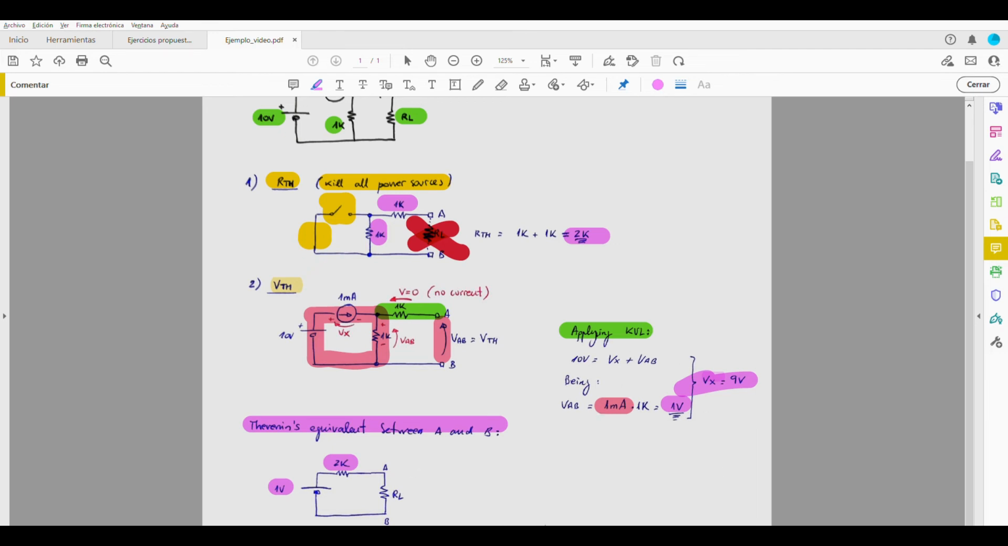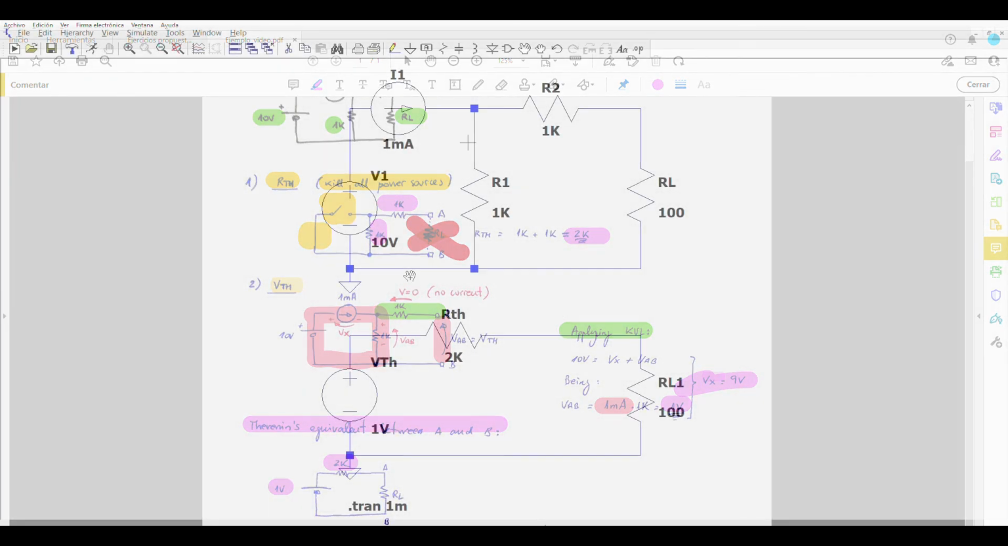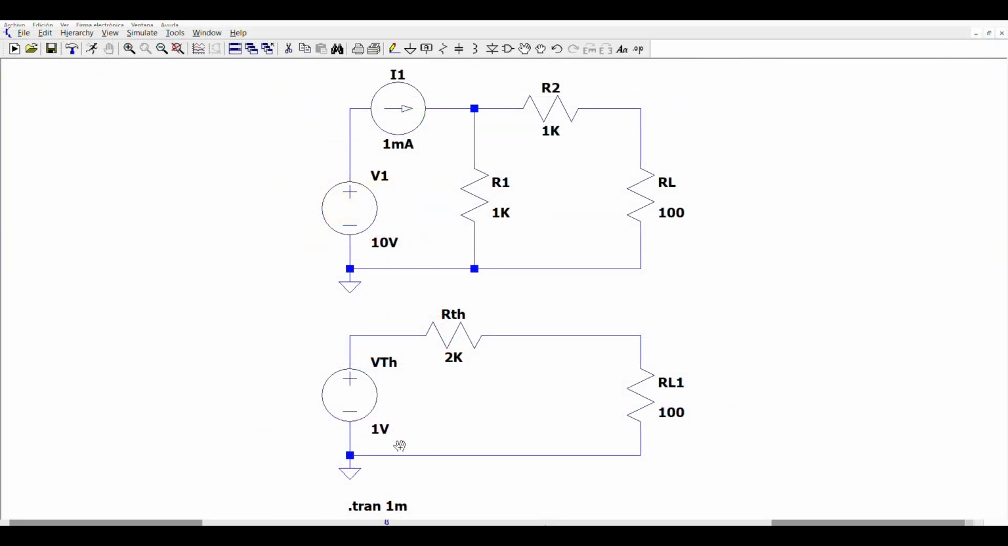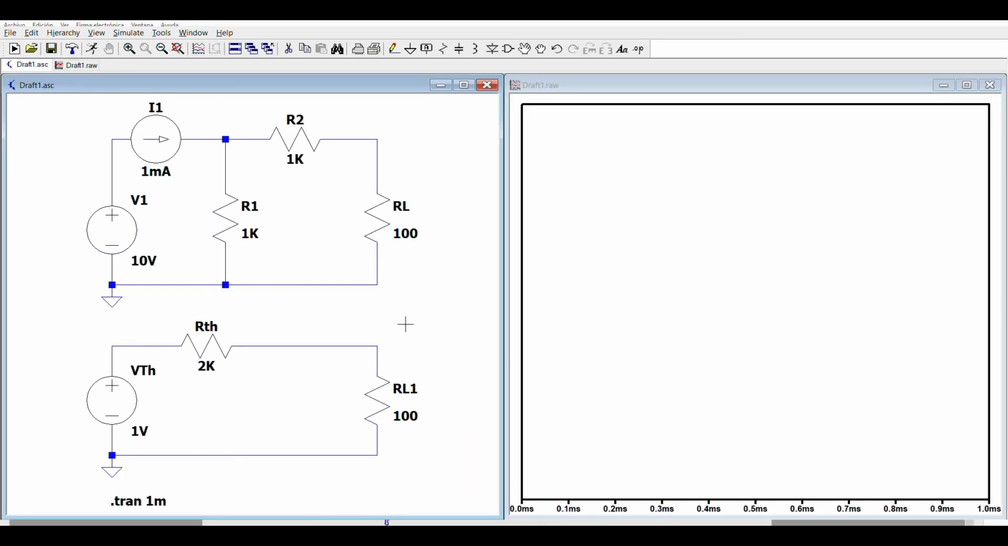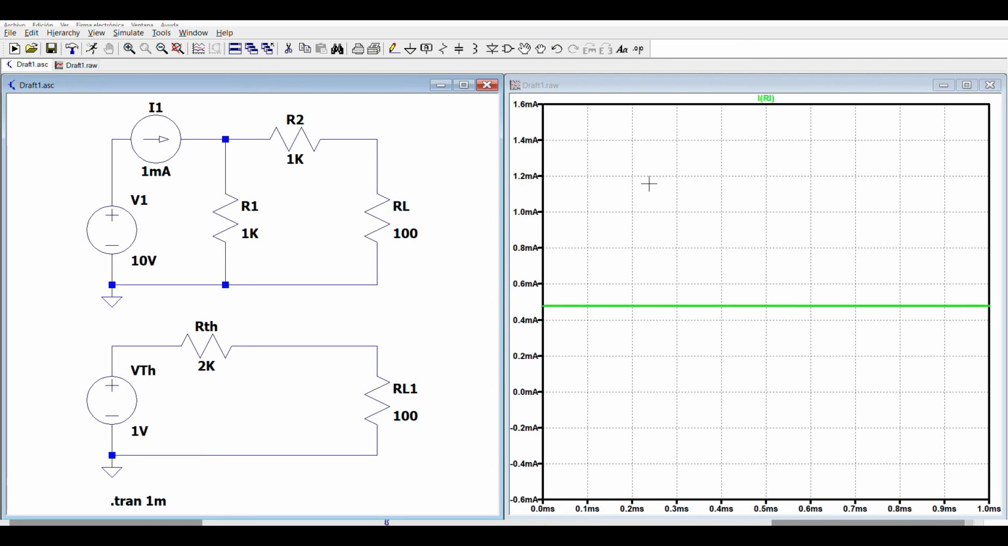I have prepared a simulation here in LTSpice just for you to see that both circuits, the top, that is the original one, and the bottom one, that is the Thevenin's equivalent, are the same, or at least behave the same. So we are going to simulate here, put the windows vertically. The first thing we are going to see is the current through the load resistor. In this case, I put a 100 ohm load resistor. As you can see, the current is more or less 0.5 milliamps.